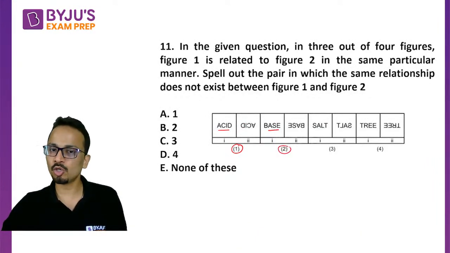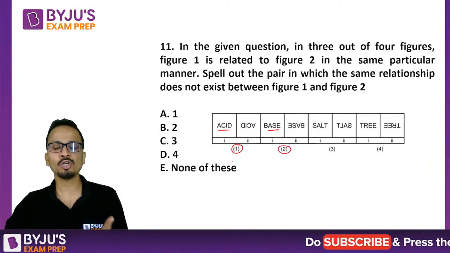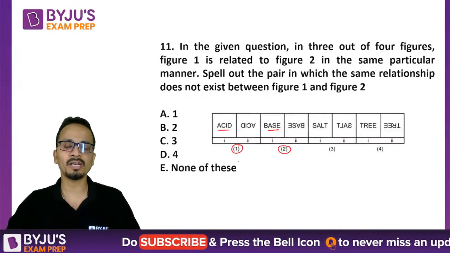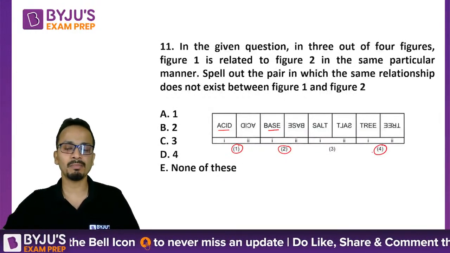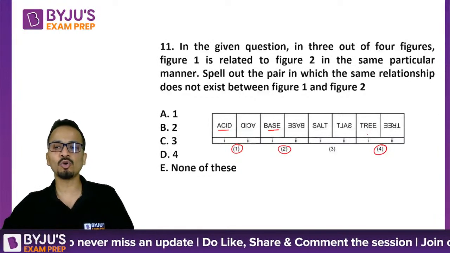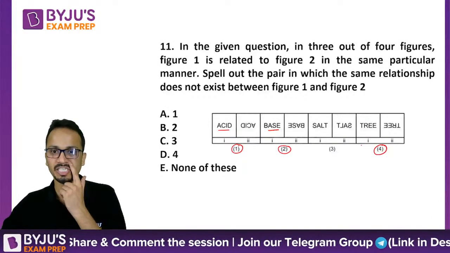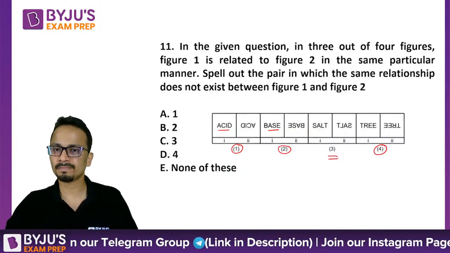So in pair 2, the same thing has happened which has happened in pair 1. So acid को हमने rotate किया था by 180 degrees. Similarly, base has been rotated by 180 degrees. The similar thing has happened in pair number 4. Tree has been rotated. So tree अभी नीचे से read करेंगे तब भी tree है, ऊपर से read करेंगे तब भी tree है. This has not happened in pair 3.